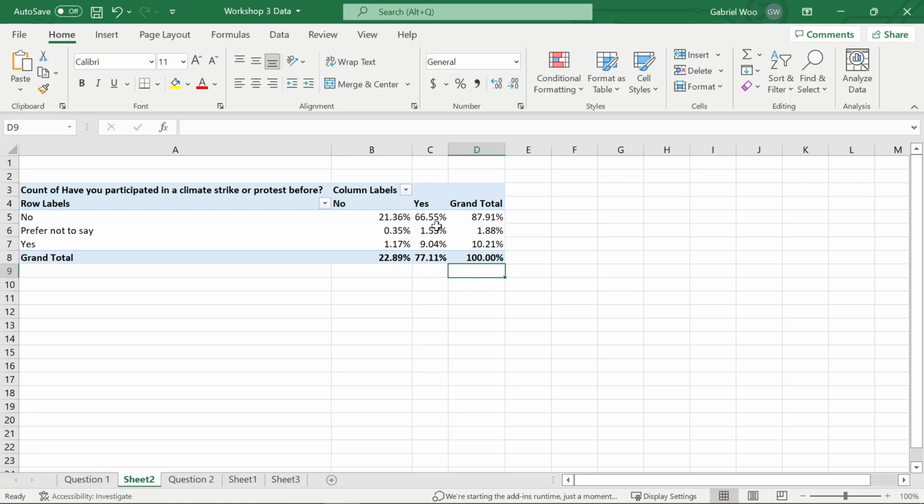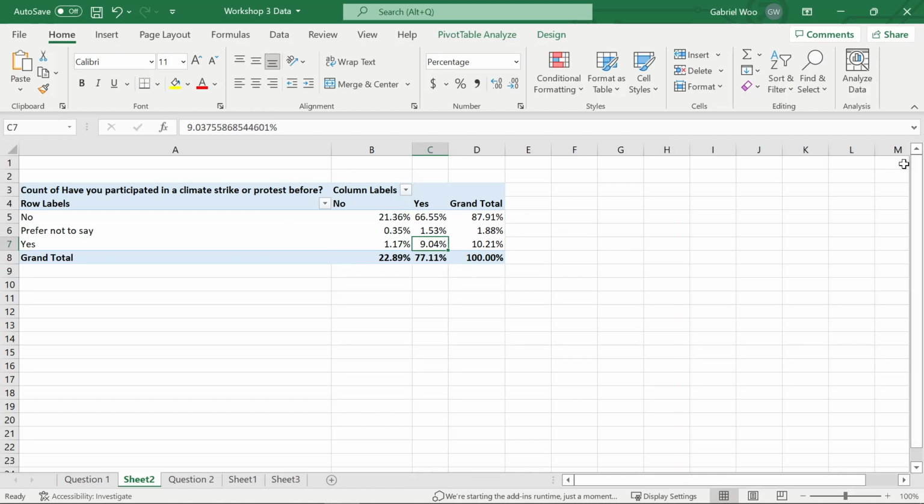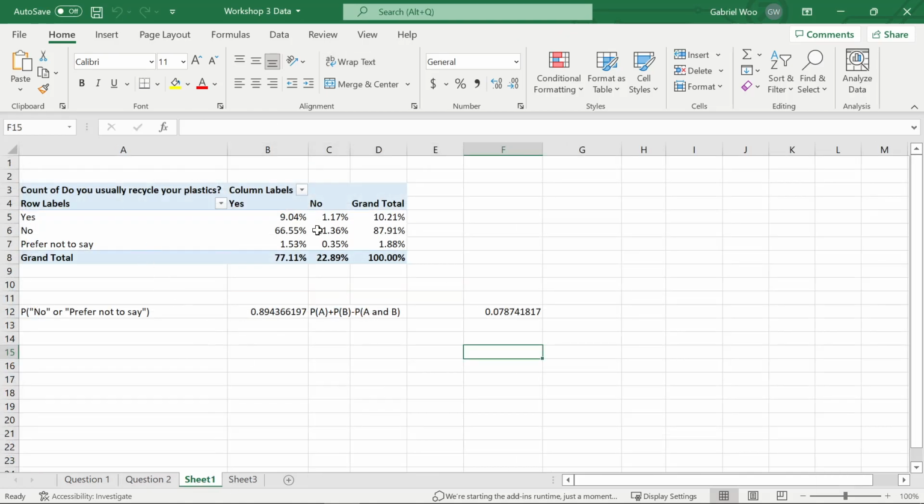So yeah, so that is the example of inserting a pivot table. So let us delete this slide. Right, so this is the example of us talking about the pivot tables, and we reorganize the data into yes, no, prefer not to say, yes, no, which makes more sense intuitively.